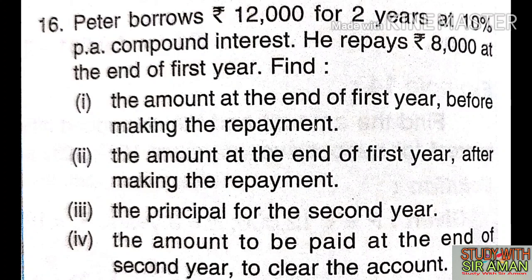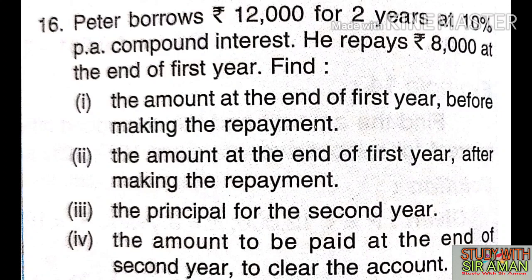Clear? He repays 8,000 at the end of the first year. You can consider he takes 12,000 for 2 years, but at the end of 1 year he returns some money, 8,000. Find number 1: the amount at the end of first year before making the repayment.